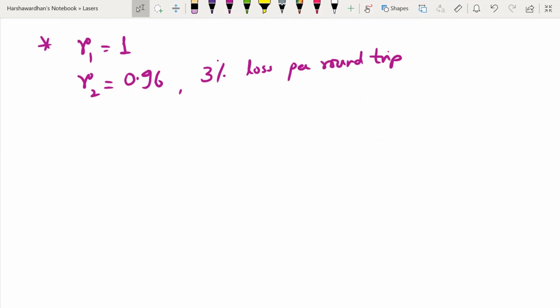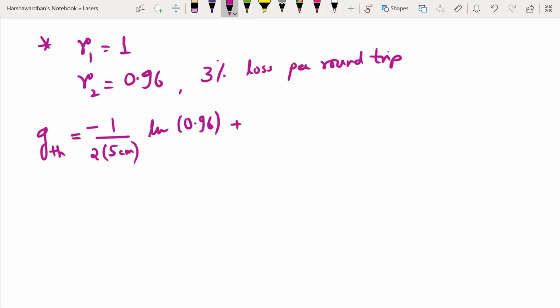So if you put these numbers together, you see that I can write down my G threshold as 1 by 2L. Remember that I'm looking at the rod of length 5 centimeters, so 2 times 5 centimeters. That's my gain medium's length. And now you're looking at log of 0.96 plus we are looking at a 3% round trip loss. So 3% would imply it is 0.03, that is 3 divided by 100, divided by, that's per unit length, 2 times 5 centimeters. So what we get here is my G threshold comes out to be 7.1 times 10 to the power minus 3 centimeter inverse.